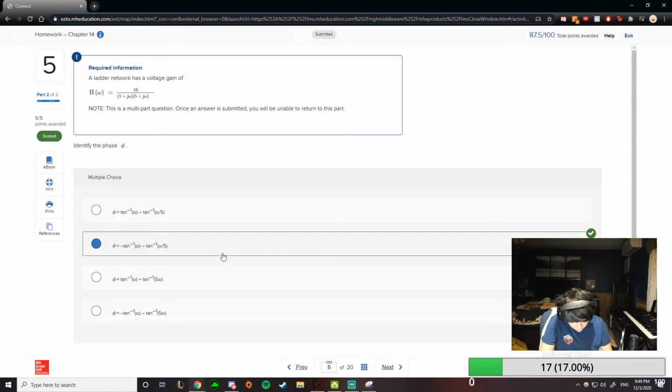H dB is equal to 20 log H. 3 dB is equal to 20 log H. H is equal to 0.7. And then the thing 1 over s.